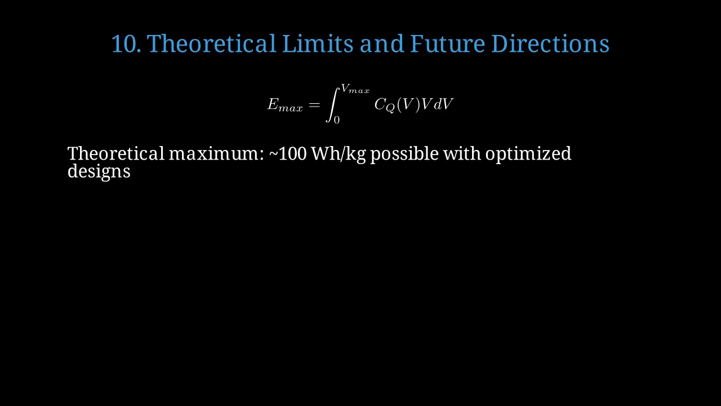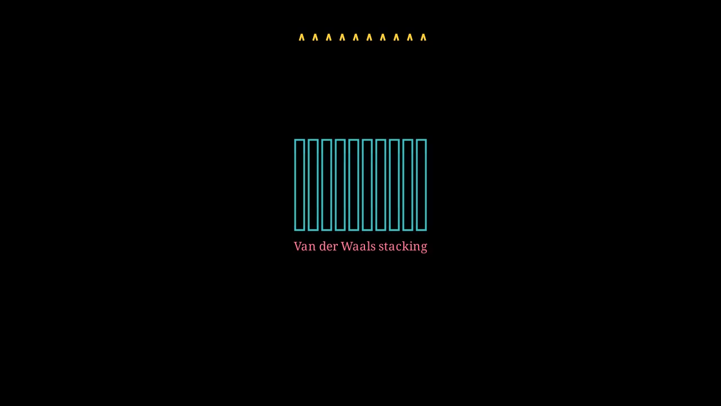What are the ultimate theoretical limits of quantum capacitance energy storage? The maximum energy is the integral from 0 to maximum voltage of quantum capacitance times voltage times dV. Theoretical calculations suggest around 100 watt-hours per kilogram might be achievable with optimized designs. Van der Waals stacking of multiple two-dimensional layers could dramatically increase volumetric energy density.